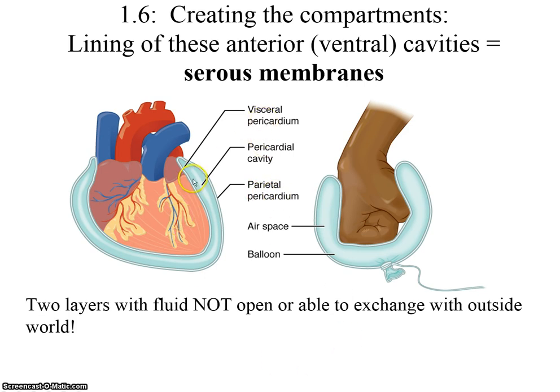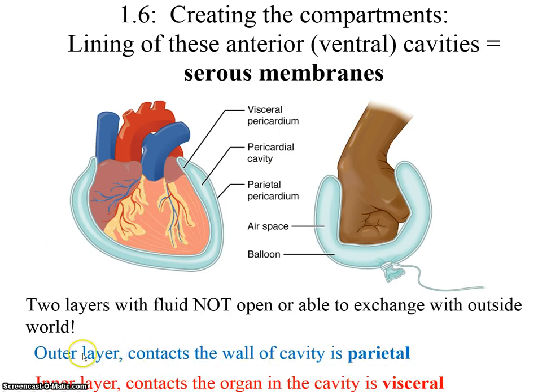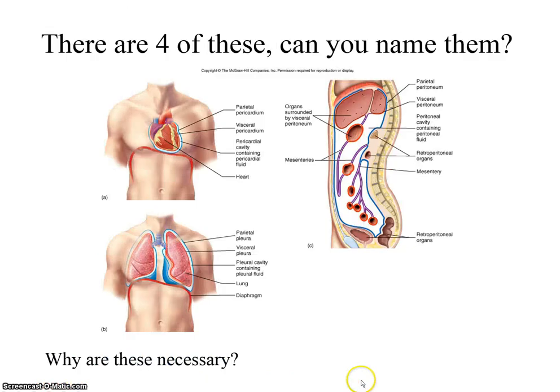All right, and then they'll have a little tiny bit of space. The space is not this big. Just tiny amounts of very watery fluid between them, because like any physical moving parts, think of your car, for instance, or an appliance, you generally have to have a little lubrication, which also helps with reducing friction. These membranes never exchange with the outside world. They are closed compartments within these cavities. So the outer layer contacts the cavity wall, and the inner layer is visceral.